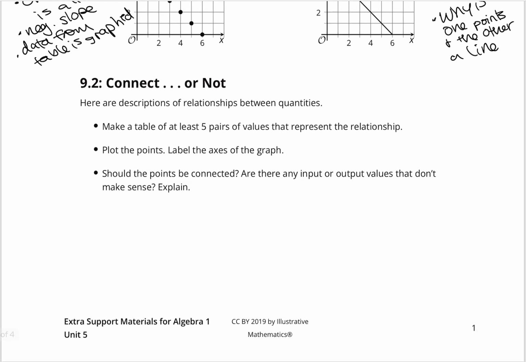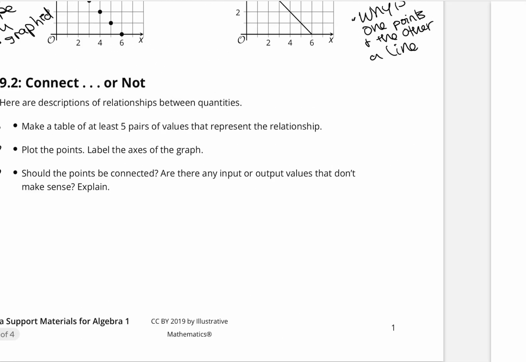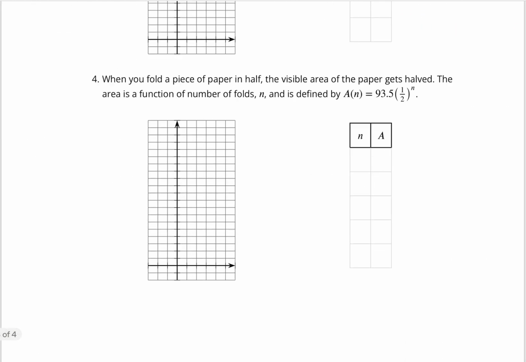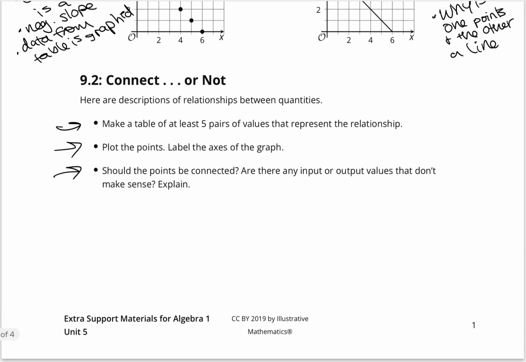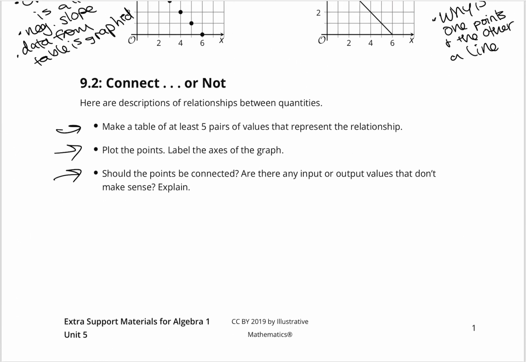Activity 2, connect or not. So we have 3 basic instructions here, and then we have 4 situations. Here's 1, 2, 3, 4, that we have to follow all these 3 instructions for, okay? So for each one of those situations, we're going to make a table of at least 5 pairs of input and output values that represent the relationship given. Then we're going to plot those points from the table, labeling the axes on the graph, and then we're going to explain whether the points should be connected and explain if there are any input or output values that don't make sense. So basically here we're going to be explaining domain and range.